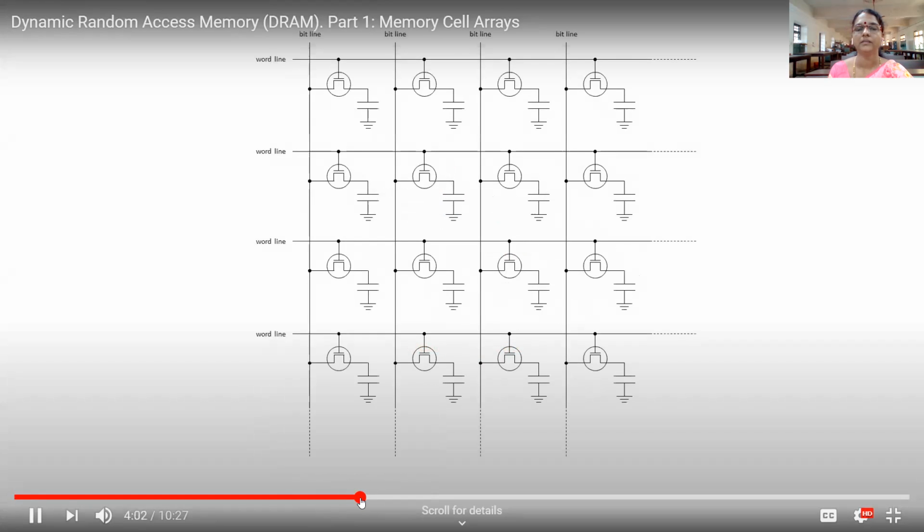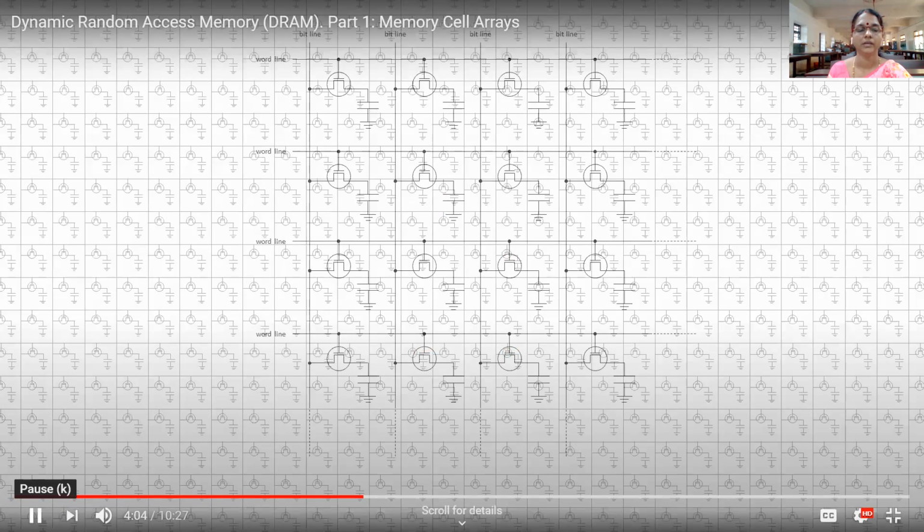See, this is the DRAM chip. In fact, there are millions of these cells inside such a DRAM. Millions of cells are connected in any of the RAM.